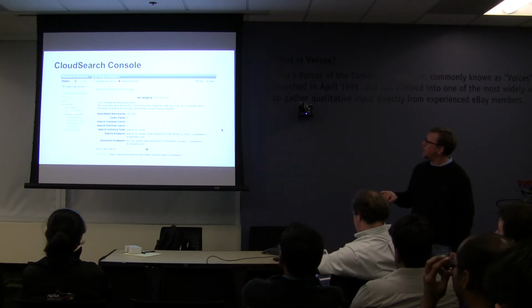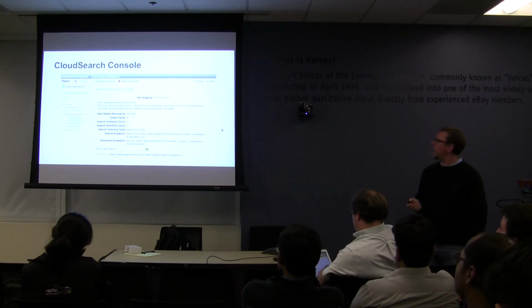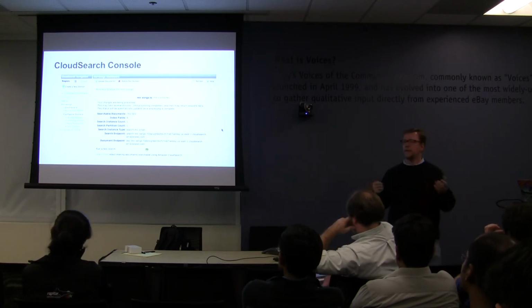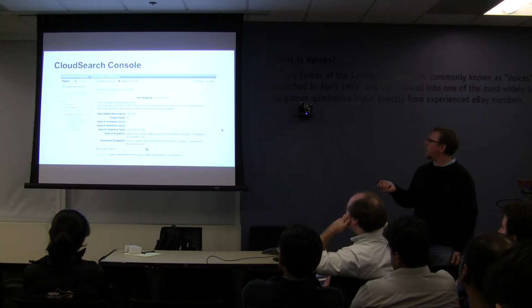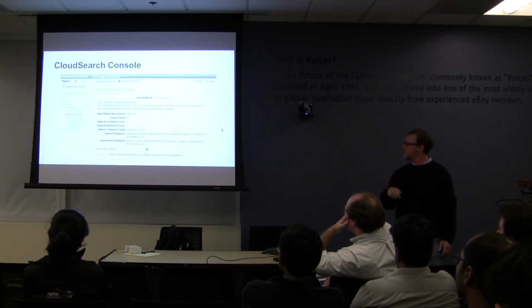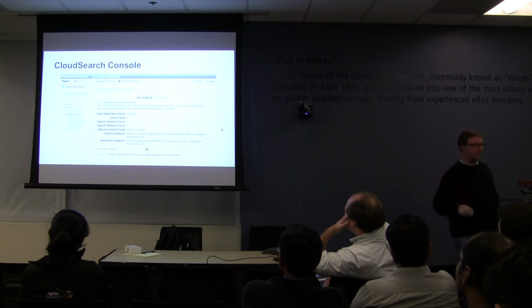Again, we have the ability to run a test search. We have access policies that allow us to control access to the search endpoints. We have indexing options, which we'll go into, and rank expressions, which we'll also go into, and then text options, which are, again, stemming, stop words, synonyms.